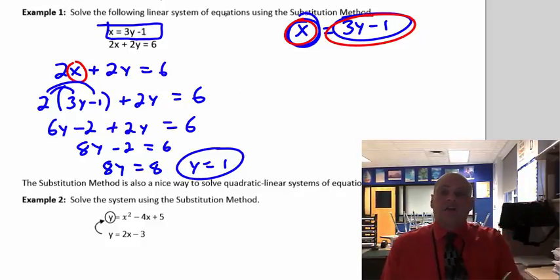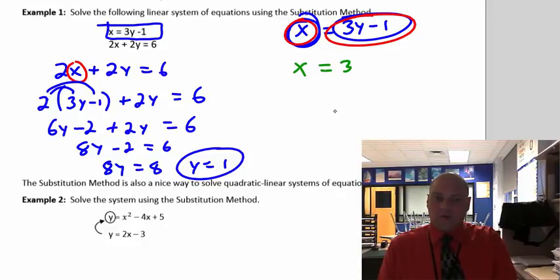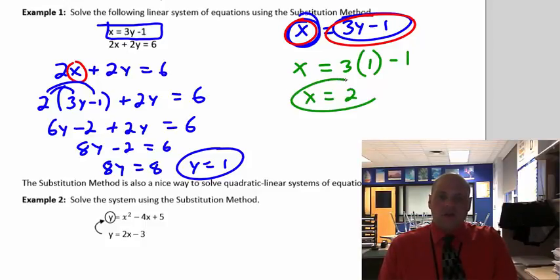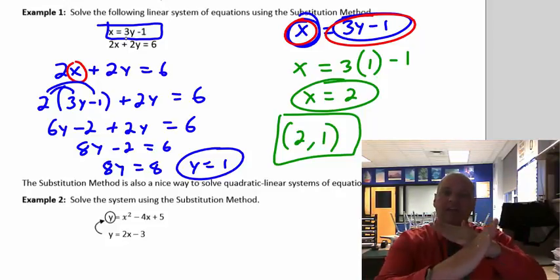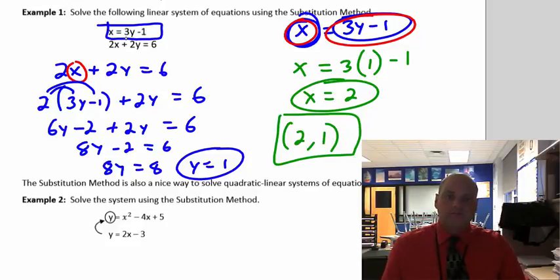Now, you're not done because you haven't found x, but we already know x equals 3y minus 1. So x equals 3 times y. Now we said y was 1. 3 times 1 minus 1. You just plug it in. x equals 3 minus 1 is 2. So I know that my solution is (2, 1). That means if I were to graph those two lines, they would intersect at the point (2, 1).